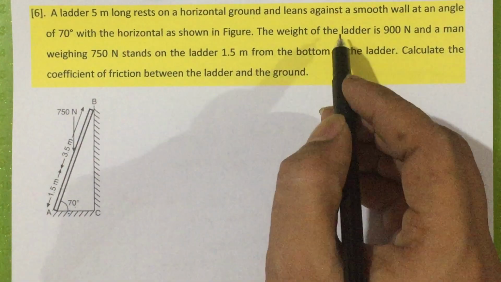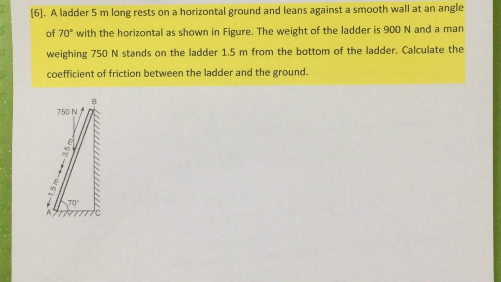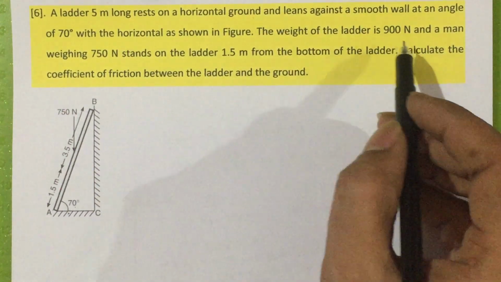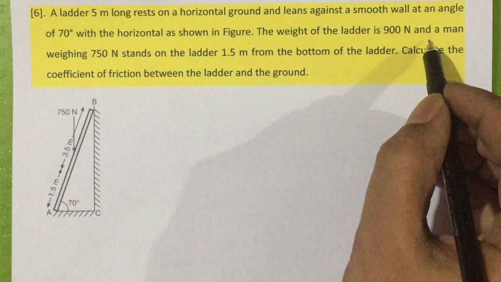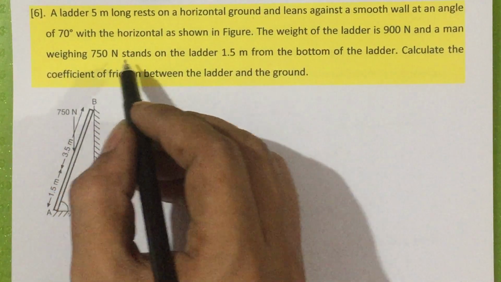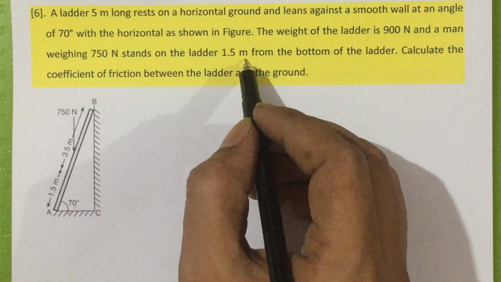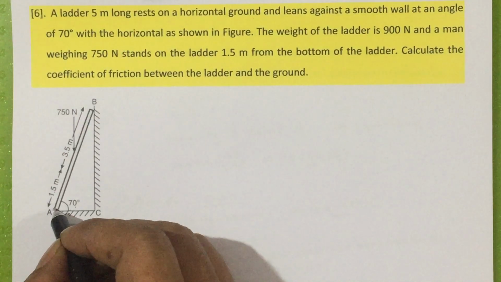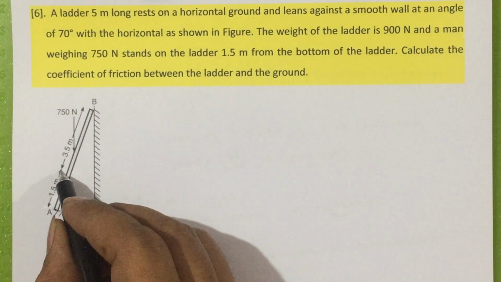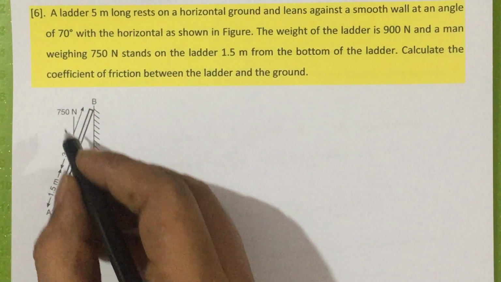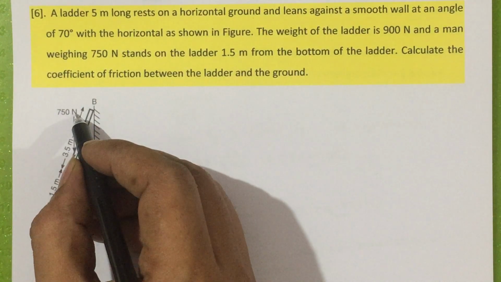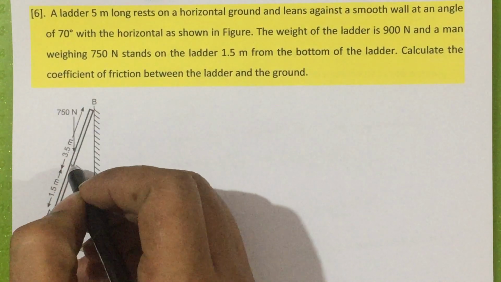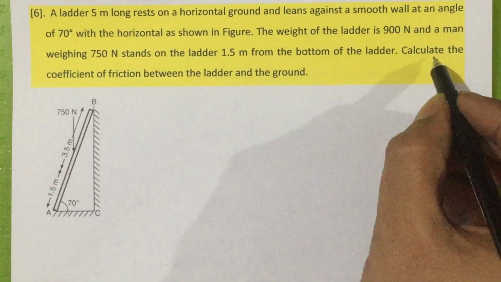The weight of the ladder is 900 Newton. And a man weighing 750 Newton stands on the ladder 1.5 meter from the bottom of the ladder. From the bottom of the ladder, at a distance of 1.5 meter, the 750 Newton person is standing on the ladder.